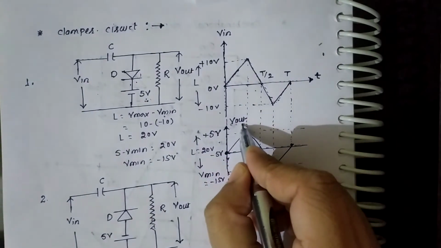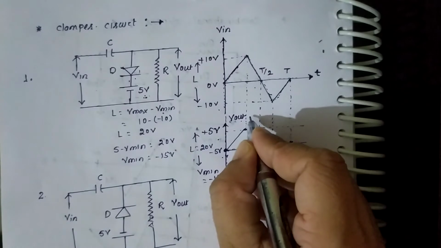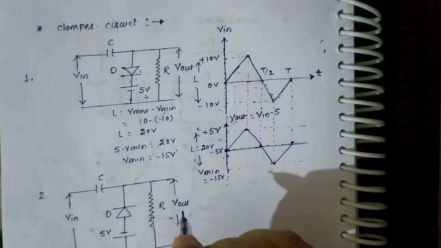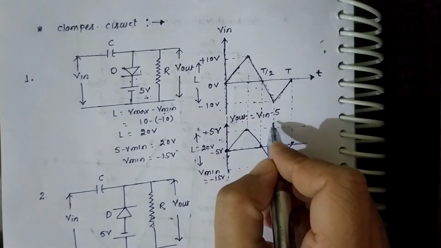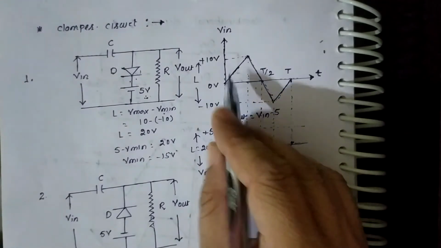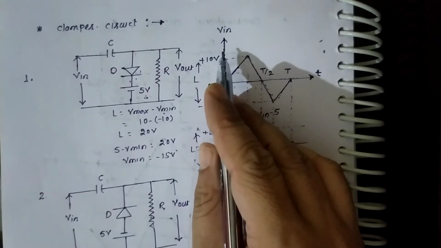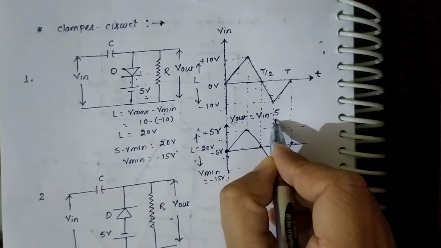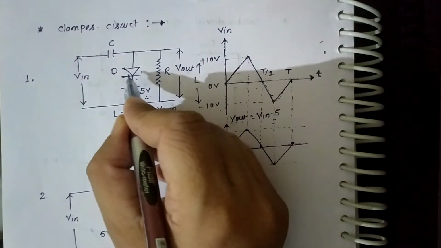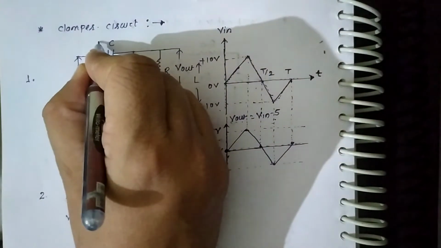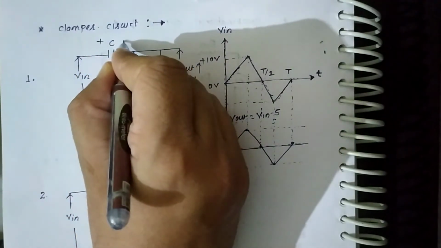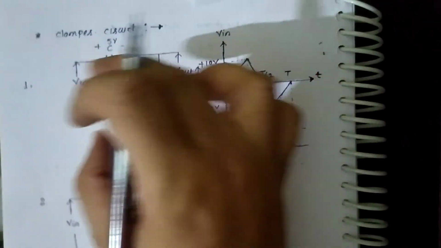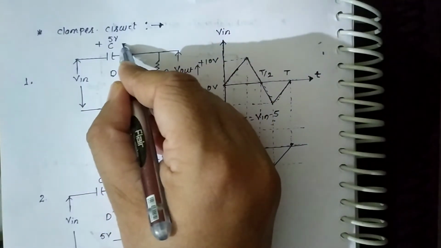So what is the relation between the V out and V in? Your V out is nothing but V in minus 5. That means a minus 5 DC voltage is added with the input voltage at each and every point. So from where do we get this minus 5 voltage in the output? Once this diode is in the on state, the voltage is going to develop across this capacitor C, and this voltage is 5 volt. So your output is nothing but V in minus 5.